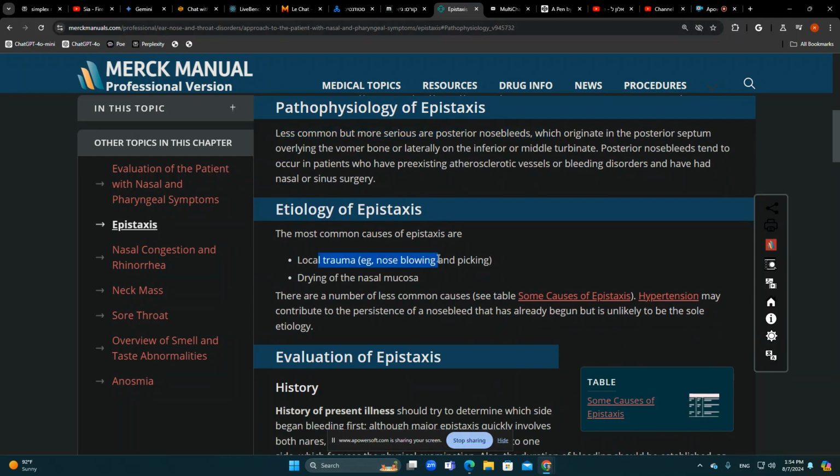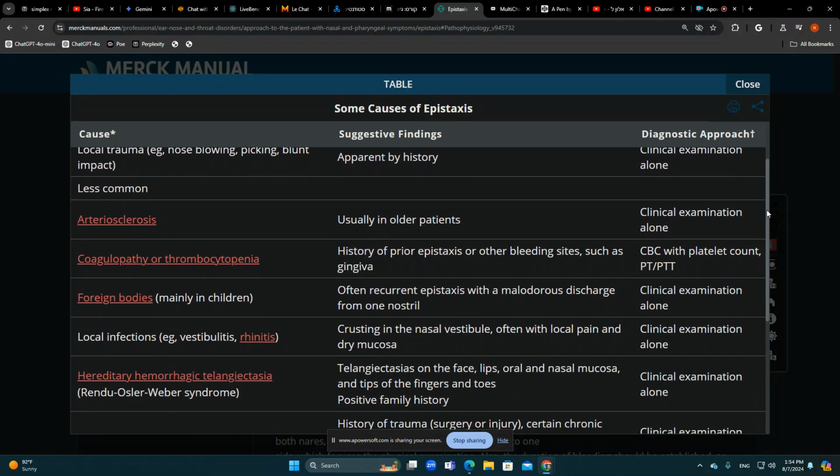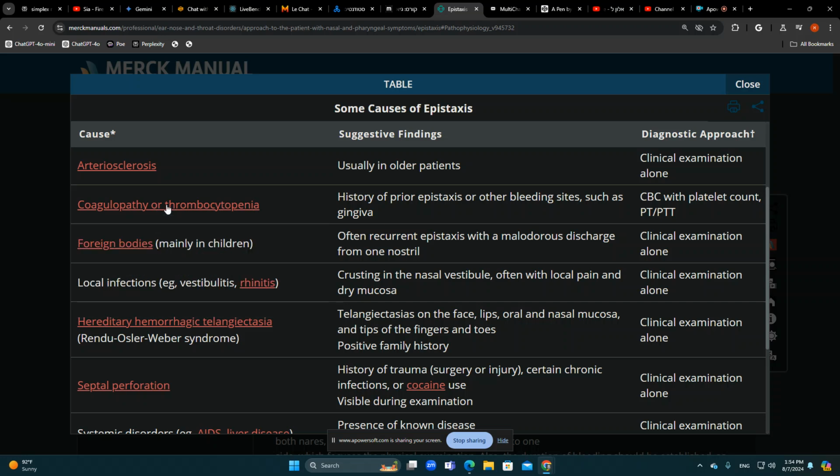The etiology is most commonly local trauma or drying of the mucosa, but there is a list of causes you can see here, which are the most common causes of what we said, drying and local trauma. And the less common causes you can see here: atherosclerosis, problems with coagulopathy, coagulation, or thrombocytopenia. So sometimes if you suspect this, you can take PT, PTT, and CBC for platelets.